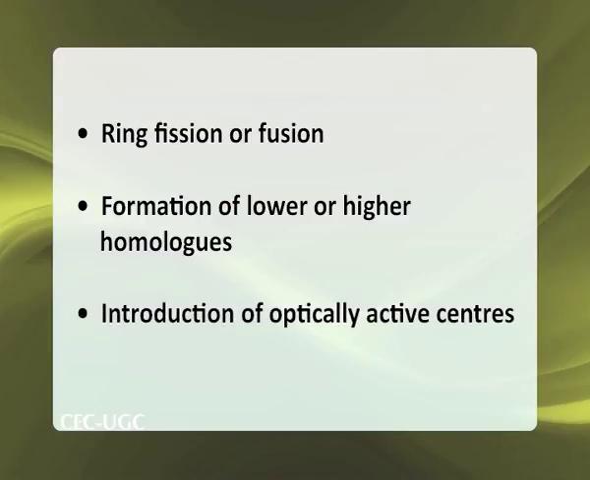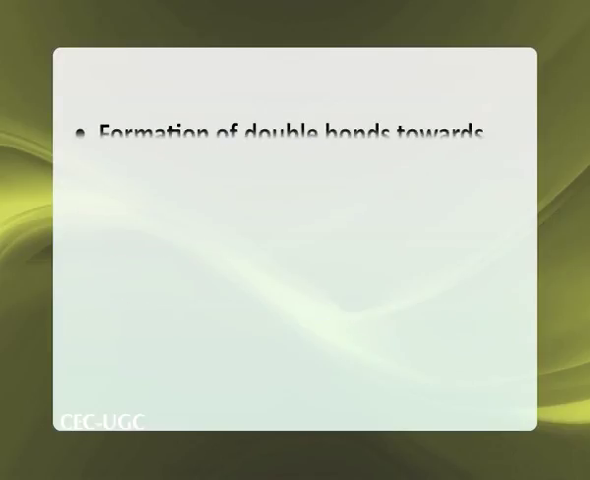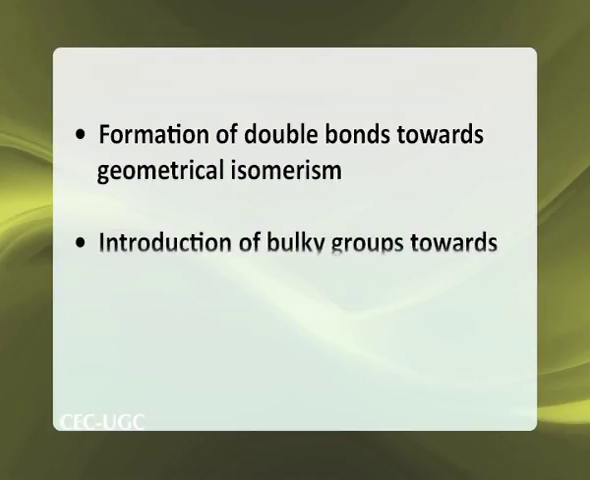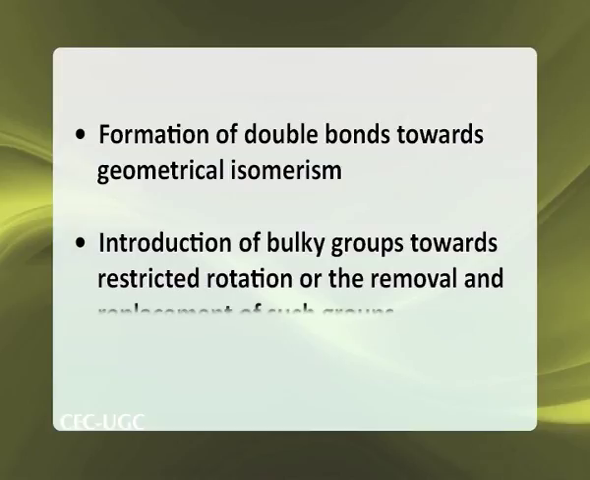introduction of optically active centers, formation of double bonds towards geometrical isomerism, and lastly, introduction of bulky groups towards restricted rotation, or the removal and replacement of such groups. Alterations of various physical and chemical characteristics through the insertion of newer functional moieties, or by the replacement of such groups already present by others that essentially differ in degree or in type.